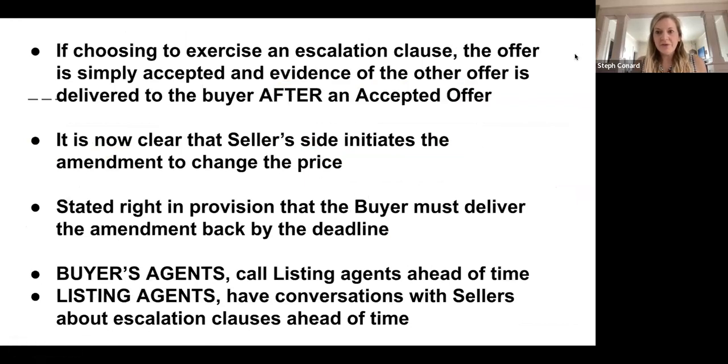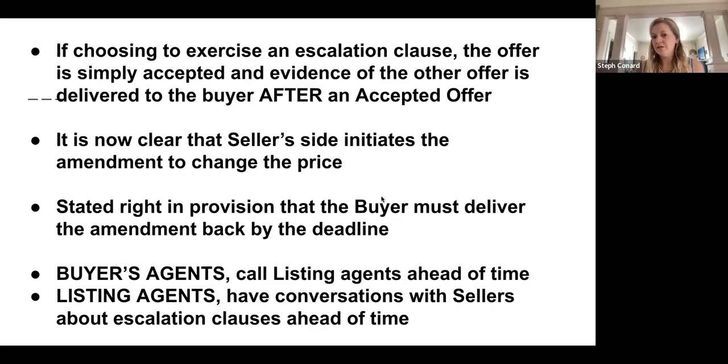And this just reiterates what I have just stated, except I will make a couple more points. So buyer's agents, these are just tips for you. When you are going to include an escalation clause, I feel like they're a lot more commonplace now. But call the listing agents ahead of time and make sure that sellers are comfortable with escalation clauses. There are some agents and some sellers out there who are just not comfortable dealing with them. So it's good practice to have a conversation with the listing agent.